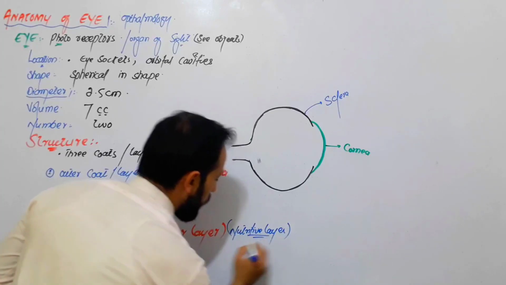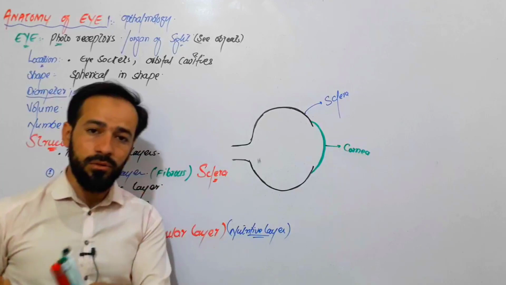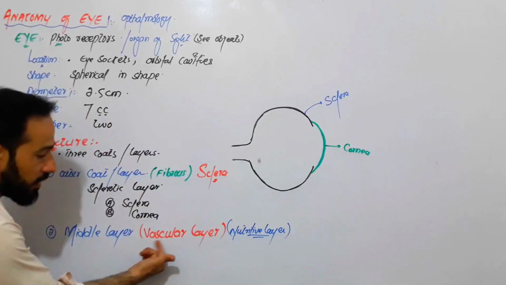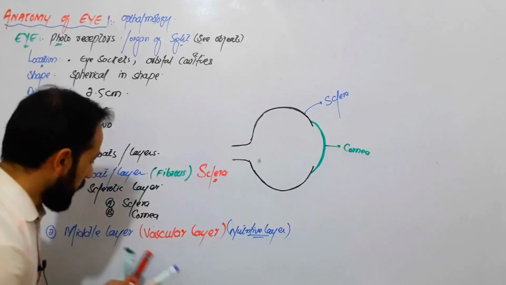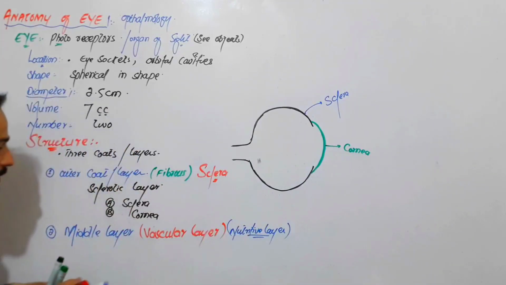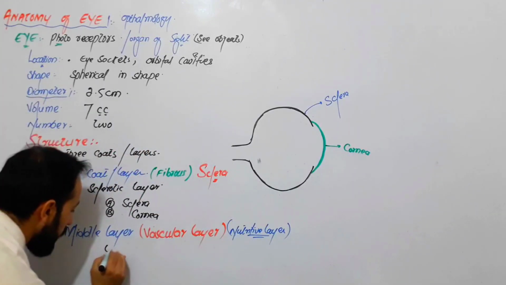Because it is responsible for providing nutrition to the eye layers, the inner layer and the outer layer, and every layer. It contains lots of blood vessels. That's why we have said that this is known as the vascular layer, right? So the middle layer or vascular layer or the nutritive layer is also known as the uveal tract.